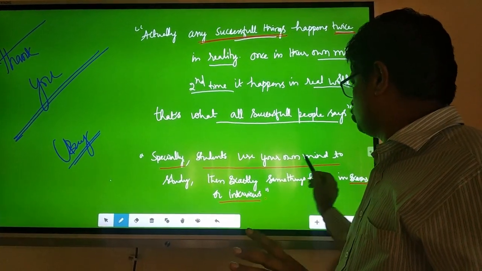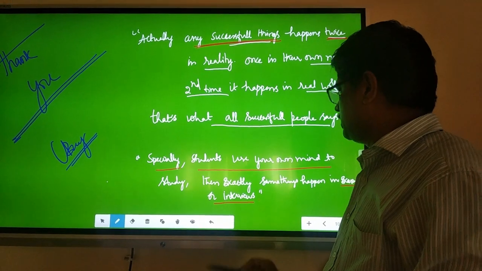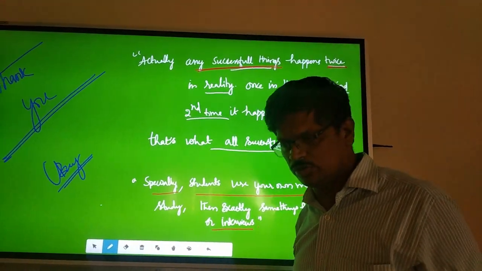That's why, especially students, use your own mind to study first. Then exactly the same thing happens in exams or interviews.